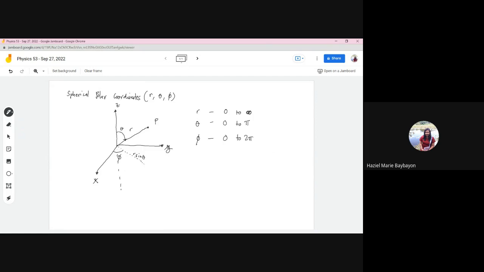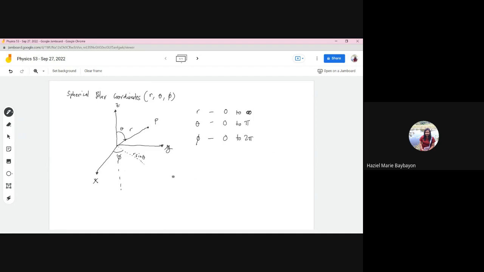All right, so we have also expressed our Cartesian coordinates in terms of the spherical polar coordinates. So that is already in your notes, so I will not write it again.